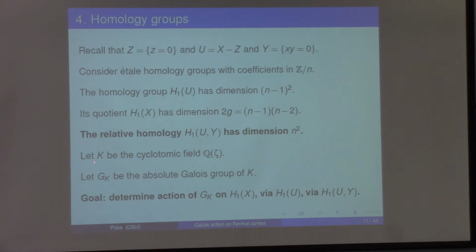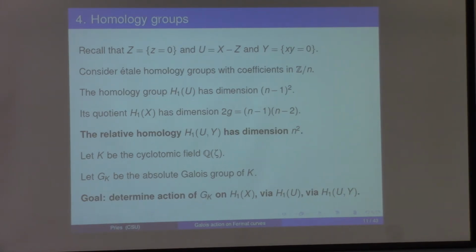And so it turns out that if you instead look at the relative homology, naively speaking, what this means is that instead of looking at loops, we take paths whose beginning and end point is in the set Y. So we're going to take loops in U whose beginning and end point is in Y, and then consider their classes in this relative homology. And this relative homology has dimension exactly n squared. That's a really nice clean formula in terms of n, and its dimension exactly equals the number of geometric automorphisms we just talked about.